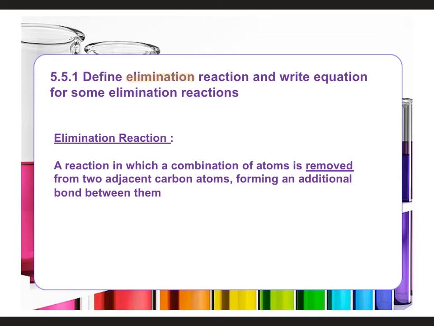So, elimination, I'm sure you've heard of the verb to eliminate, means to take away or to remove. So in elimination reactions, a combination of atoms are removed from two adjacent carbon atoms. Adjacent means next to, and an additional bond is formed between the two carbon atoms. So if there was a single bond, after the elimination reaction, there would be a double bond.